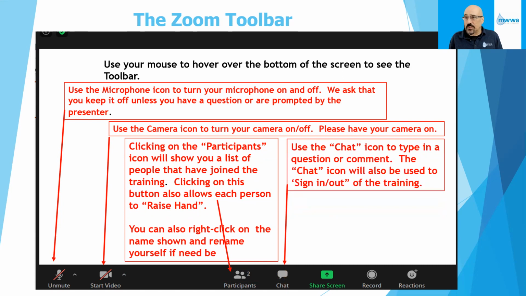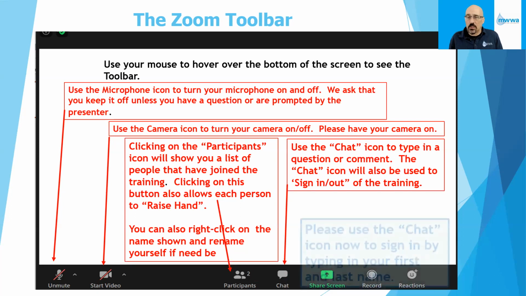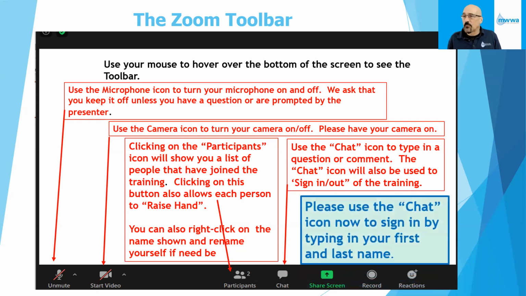The chat button is the next one that we'll use a few times through this training this morning. It's the way that you sign in, and because the session is recorded, we can go back and print out a copy of the report of who signed in. So if you haven't done so already, please click on that chat button. It'll open up a little box that you can simply type a message into, and I'd like you to type your first and last name. If you have other people from the same utility, you might want to indicate by typing in your utility's name as well, and we can go back and check on that.